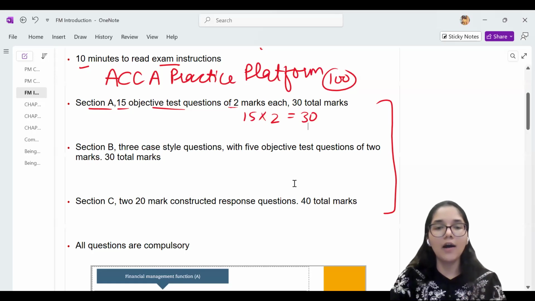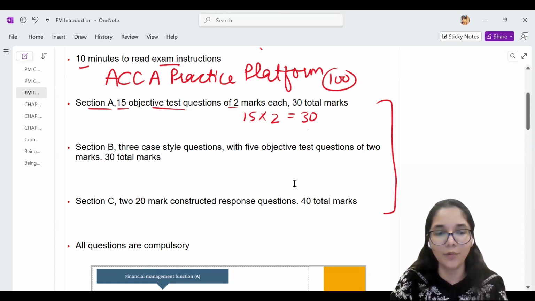I was talking about how we are going to have different questions. Question number one is going to be different from question number two. There's not going to be any link. So these are all going to be independent questions.